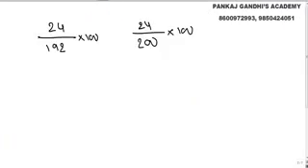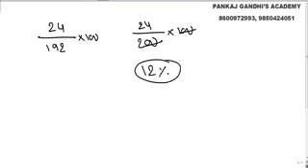Let's say we are supposed to solve 24 by 192. We solve it by making it 24 by 200. We get the answer here, 12. But what will the actual answer be? How to solve that part?